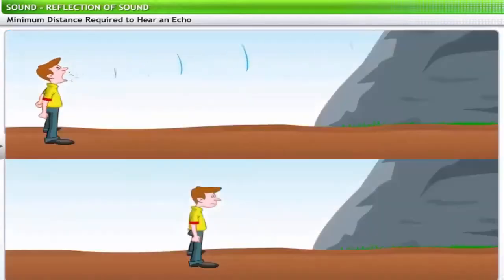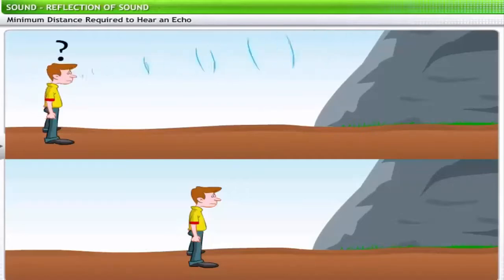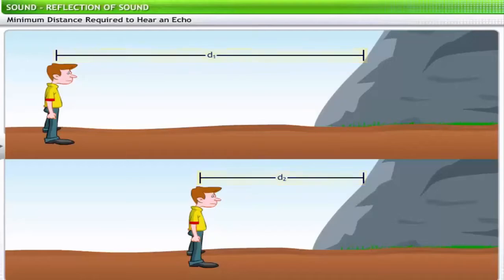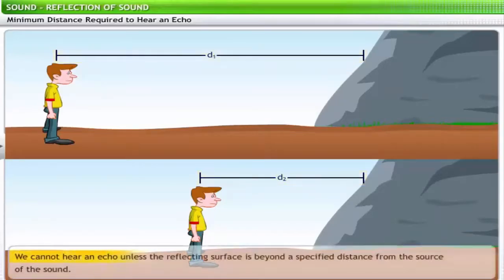Why do you think you could hear an echo in the first position but not in the second? Try and analyze what changed in the second situation. Nothing but the distance of the man from the cliff, right? It is the distance that is making a difference. We cannot hear an echo unless the reflecting surface is beyond a specified distance from the source of the sound. In this case, it was the man shouting hello.